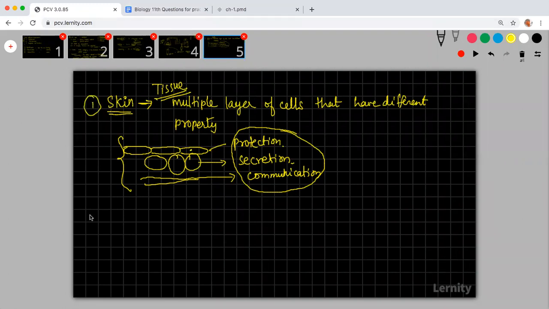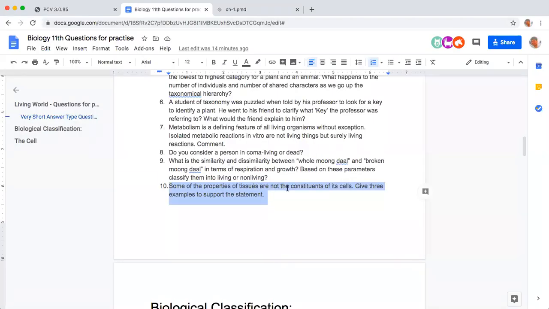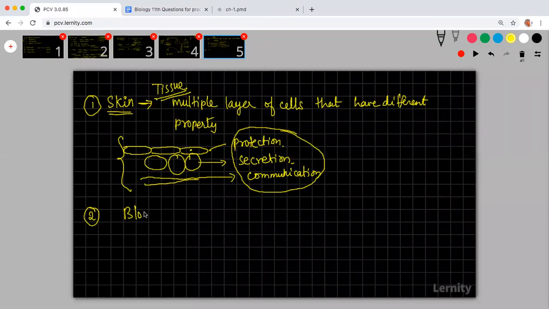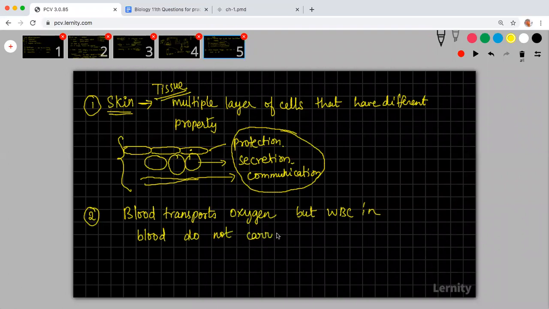Then second thing, some of the properties of the tissues are not the property of the constituent cells. Blood transports oxygen, but WBC in blood do not carry oxygen. You can write this thing as a point. One more thing.